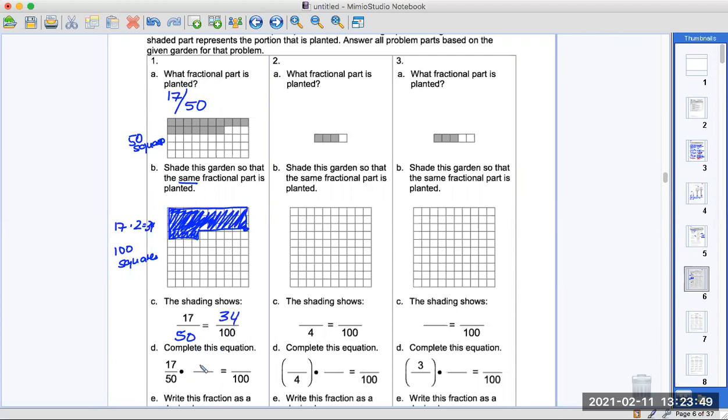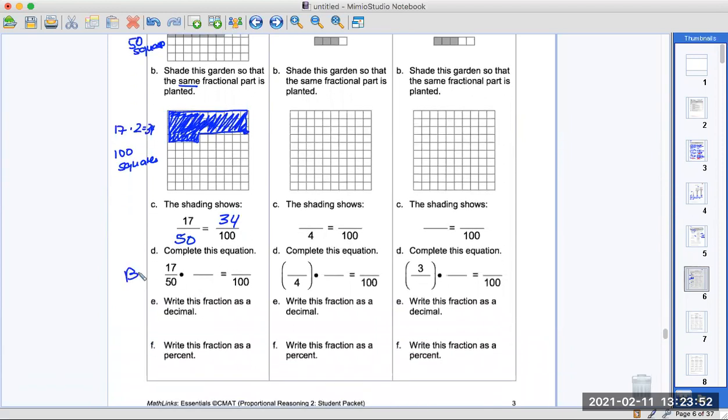Complete this equation. This is where your big 1 comes in. The big 1 from our fraction book, 50 times what is 100? We got to multiply top and bottom by the same number, which is our big 1, right? Do you remember that? So 34 out of 100. Write this fraction as a decimal. You can use your calculator. You can say 34 divided by 100 equals, and you'll see it's 0.34. Or you simply move your decimal 2 spaces to the left.